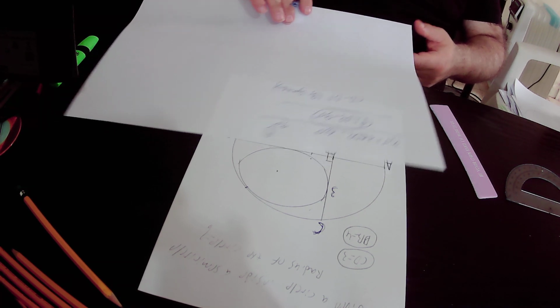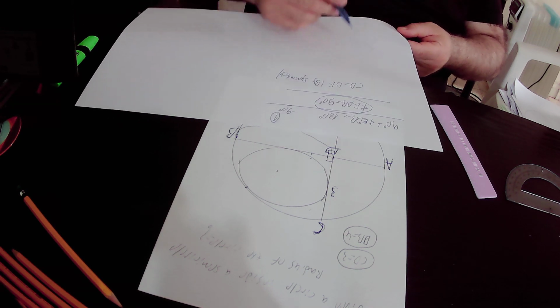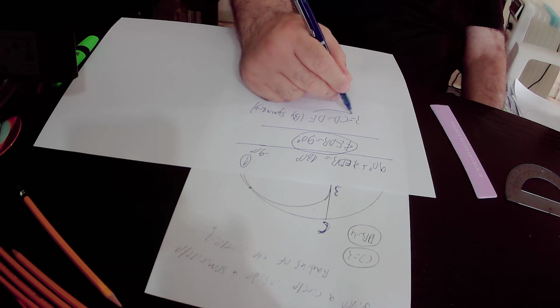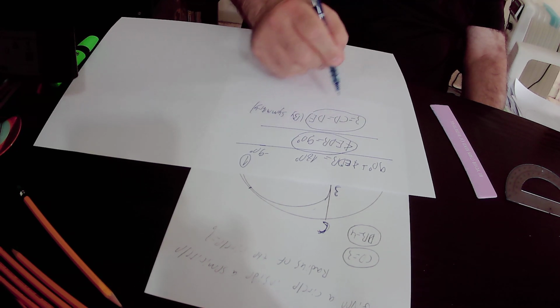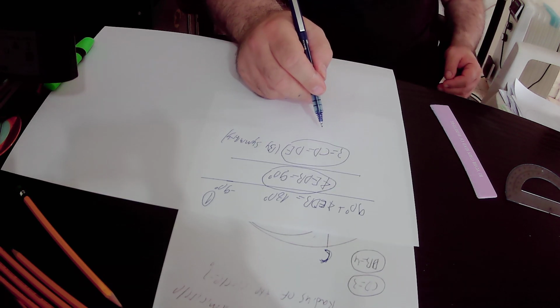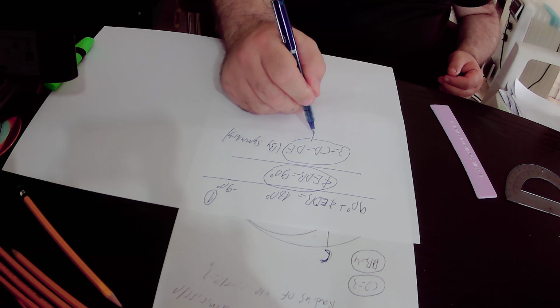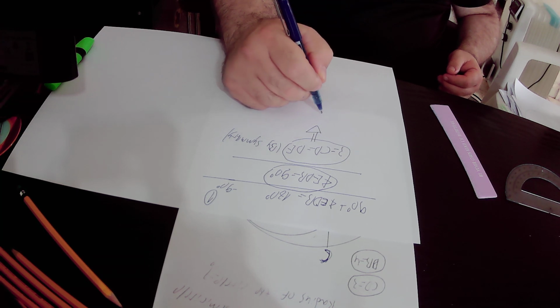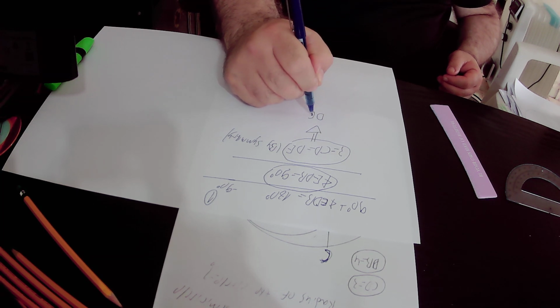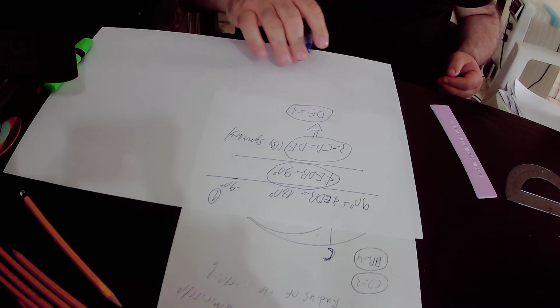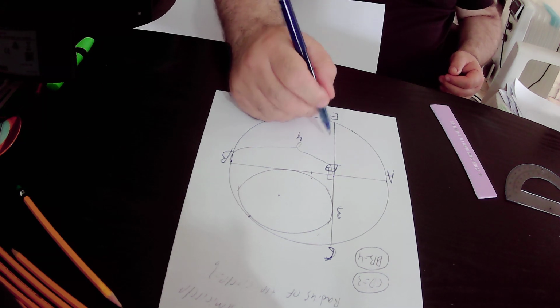But CD equals 3 units according to what is given in the question. So we can write here that CD equals 3 units. And from this equation, 3 equals CD equals DE, we derive that DE is also equal to 3 units. So we can write here that DE equals 3 units.